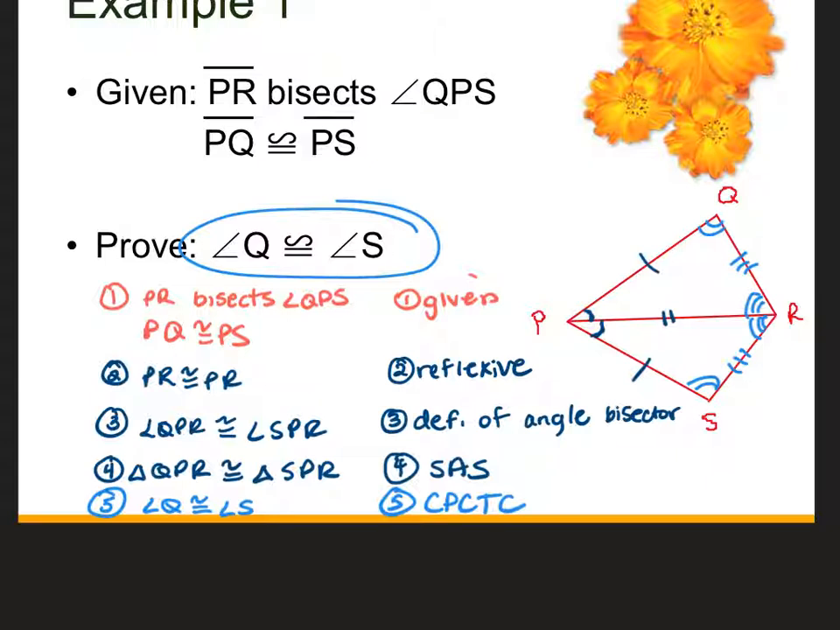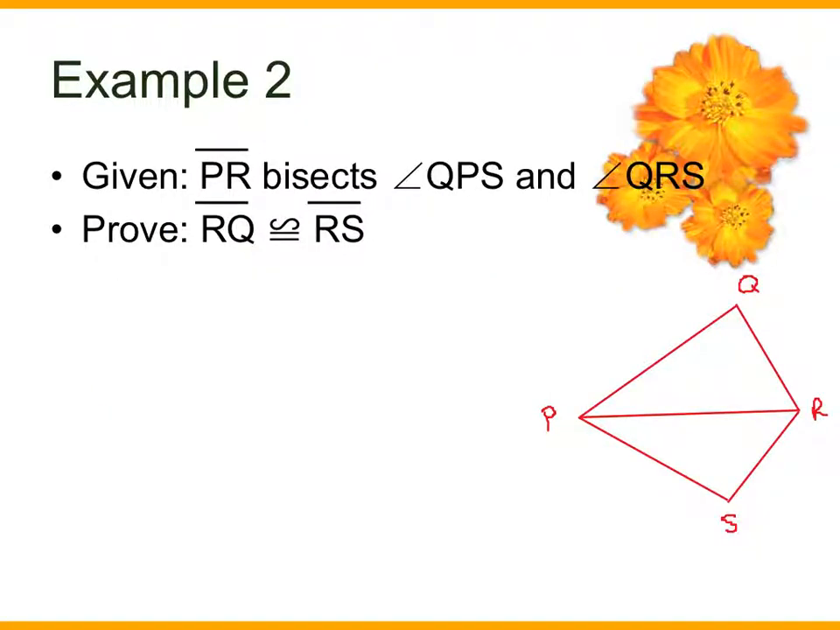CPCTC. How do you remember that? It's my job. Let's be honest, a P and a T in the middle of three C's. Yep, it's 3 C's and a PT. It's not that hard. Corresponding parts of congruent triangles are congruent. Yeah. Okay.